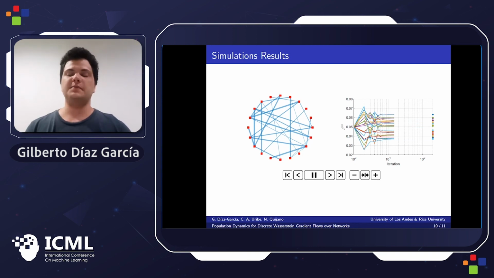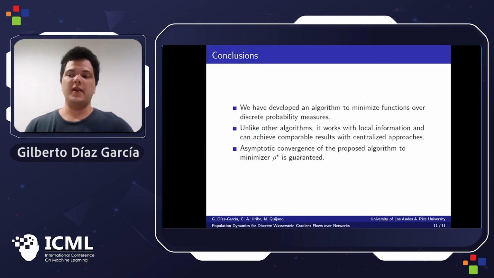So, in conclusion, we have developed an algorithm that minimizes functions over discrete probability measures. Also, using a different approach, this algorithm works with local information but can achieve similar results to other approaches. And more important, we provide mathematical support to ensure the convergence of this algorithm.